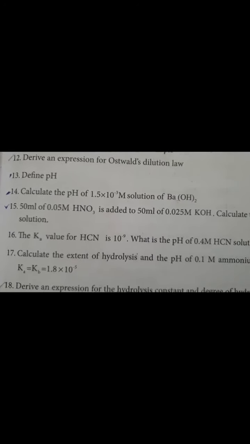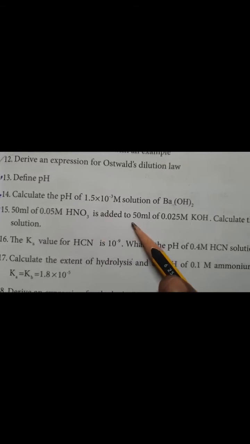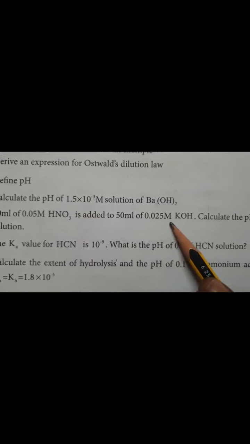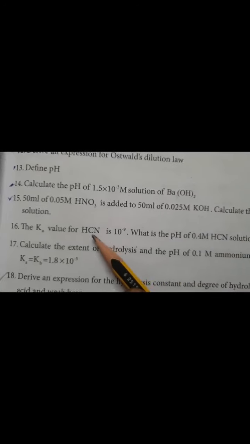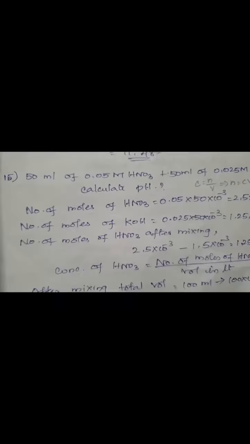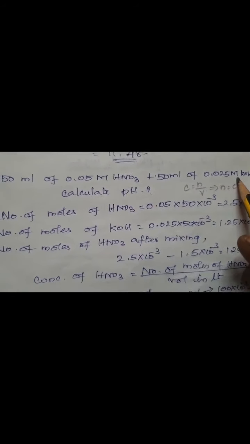Question number 15. 50 ml of 0.05 M of nitric acid is added to 50 ml of 0.025 M of potassium hydroxide. Calculate the pH of the solution. So what is the question asked? 50 ml of 0.05 M of nitric acid and 50 ml of 0.025 M of potassium hydroxide is added. Calculate the pH value.